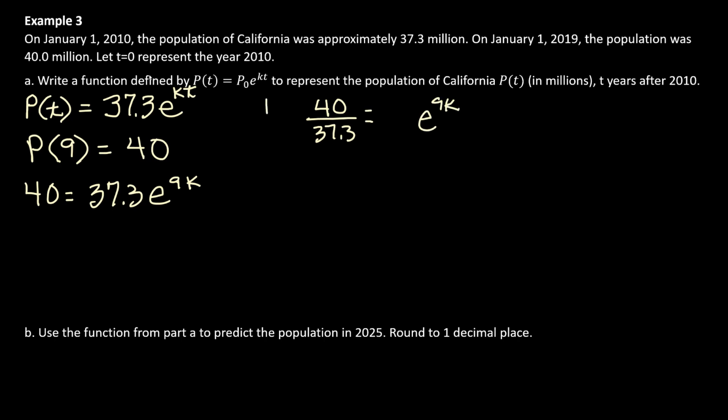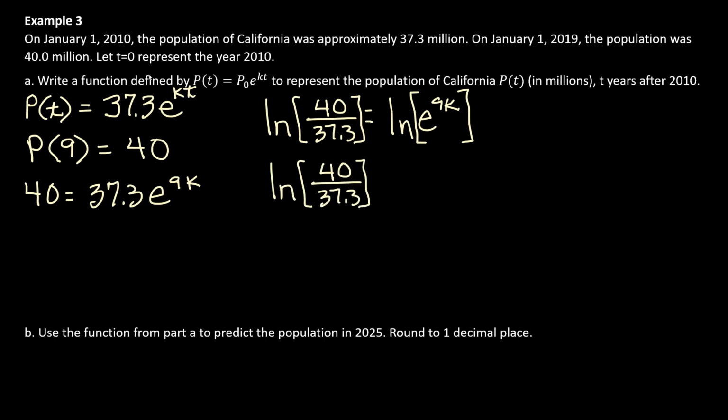And then we need to take the natural log on both sides so that we can get that k out of the exponent. When we do that, we're going to have the natural log of 40 over 37.3 is equal to 9k times the natural log of e. The natural log of e is 1 because the power you put on e to get e is 1. So that's what that is. Now, notice that I'm crossing it out. That doesn't mean it doesn't exist. It does exist. 9k times 1 just happens to be 9k.